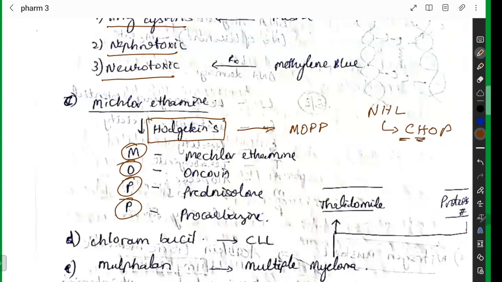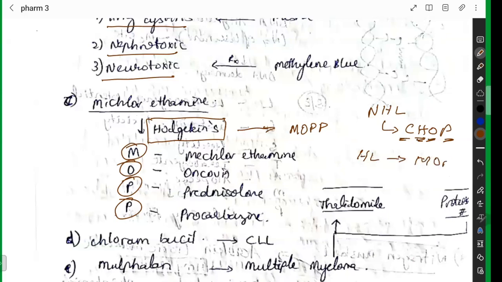MOP regimen. Remember, for Hodgkin's lymphoma you are going to go for the MOP regimen, whereas for non-Hodgkin's lymphoma you are going to go for the CHOP regimen. C stands for cyclophosphamide. What does H stand for? Can you tell me? Hydroxydoxorubicin. And what does O stand for? Oncovin. P stands for prednisolone. Here you have the MOP regimen. So for Hodgkin's lymphoma, you go for the MOP regimen.